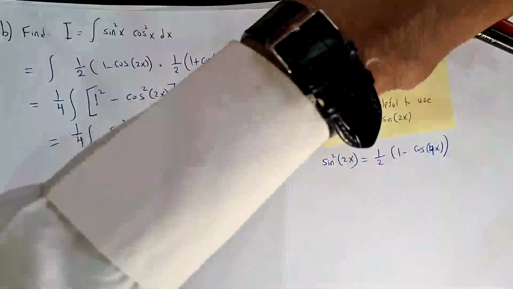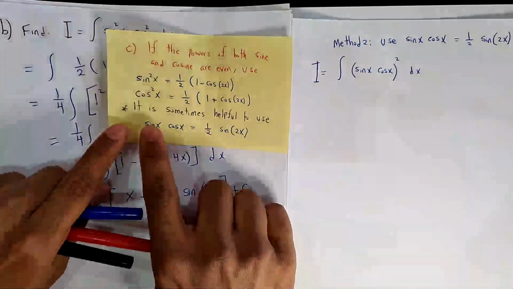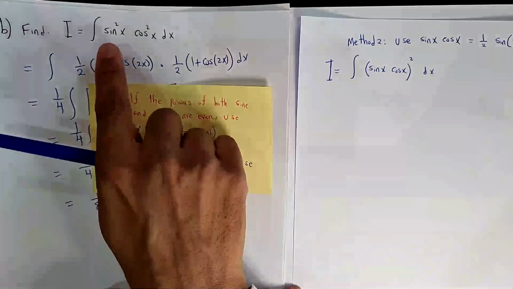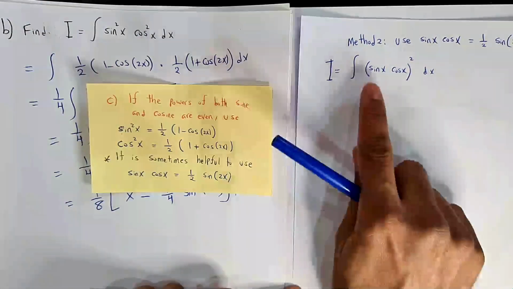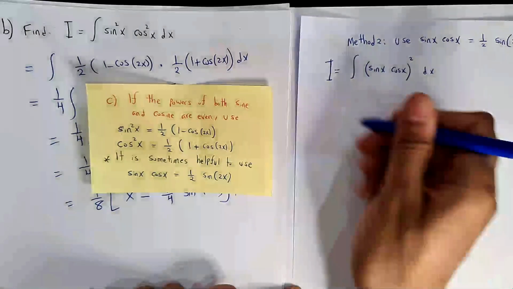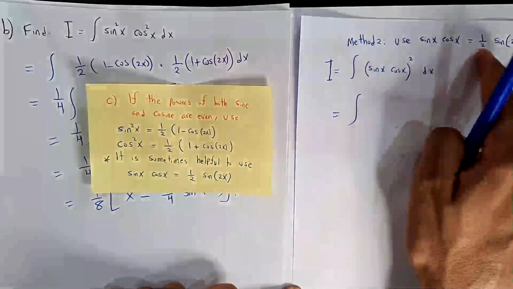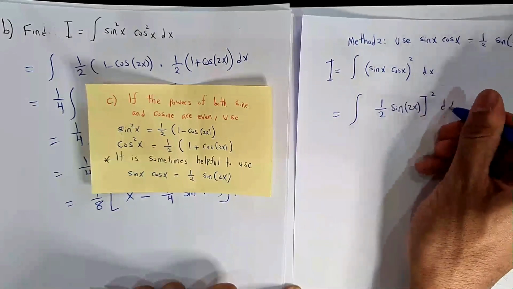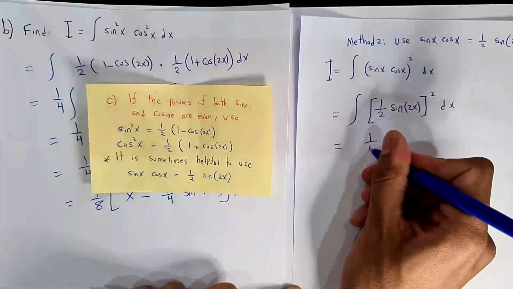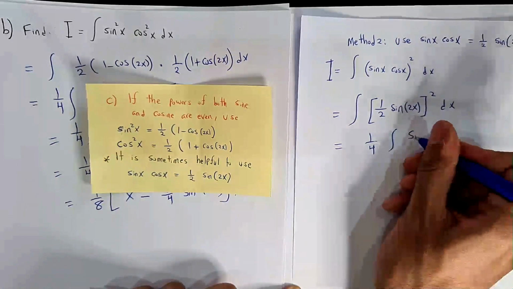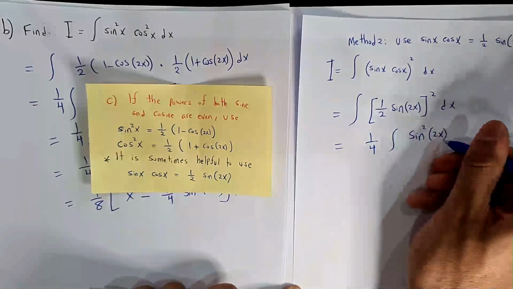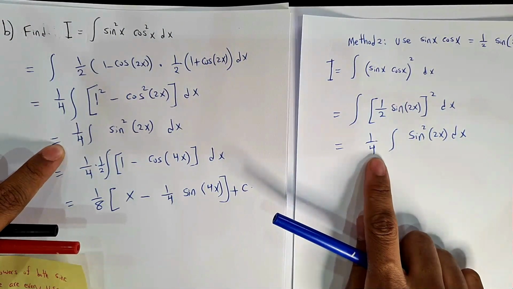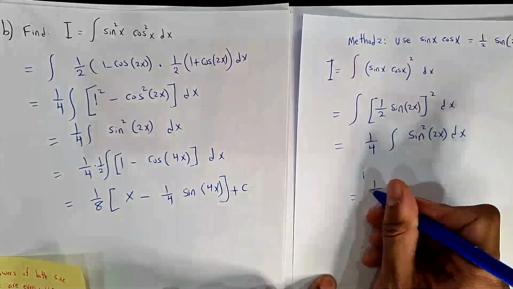Now let us see method number 2. In method number 2, we will use this little note. We will say sine x cosine x equals half sine of the double angle. Remember, the question is sine square cosine square. We can write it this way, sine cosine all square. If we do it this way, what is the formula for this? Read it from here. It is half sine 2x all square dx. Now let us simplify to get 1 over 4 integral of sine square 2x dx. Now wait. We already did this example. Isn't it this part over here? So I will say complete. You will get the same answer.